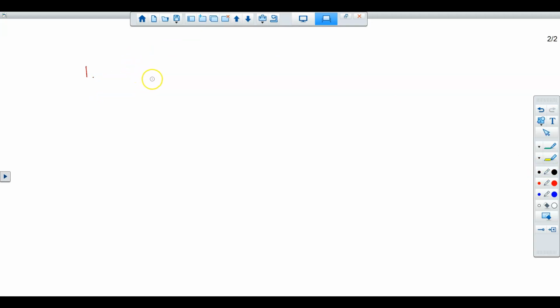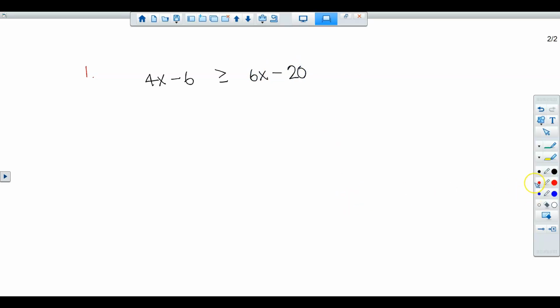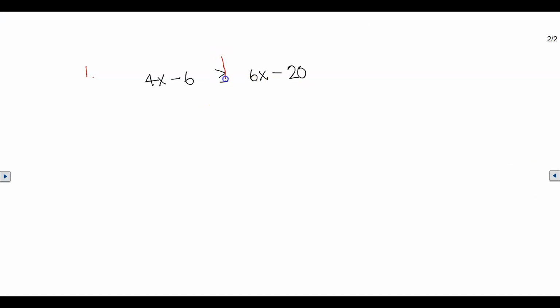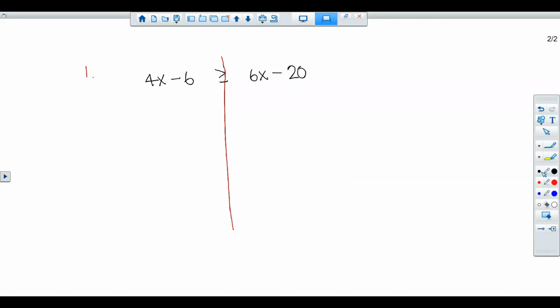All right, so the first one we're going to solve is 4x minus 6 is greater than or equal to 6x minus 20. I would still recommend that you draw yourself a line down through that inequality sign just so you can see the two sides. So now let's go through our 5 steps. Do I need to distribute in this problem? The answer is no. There are no parentheses.